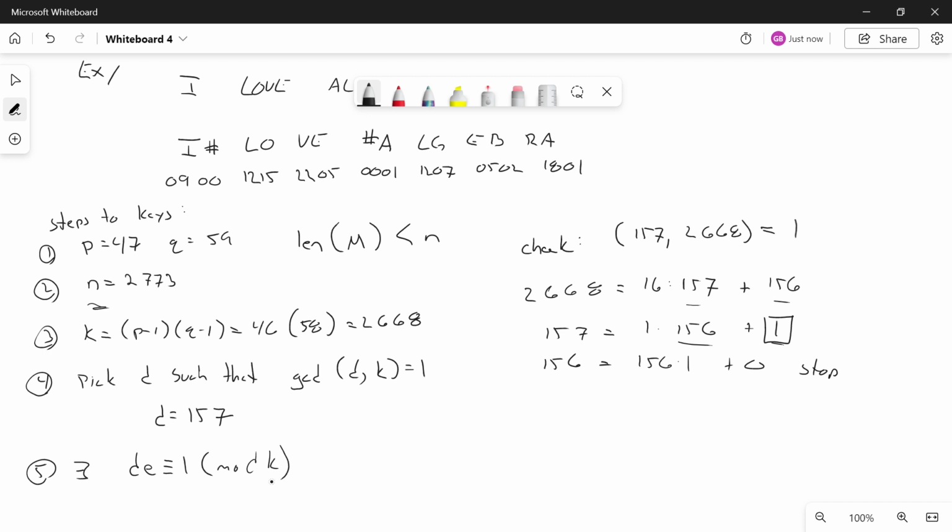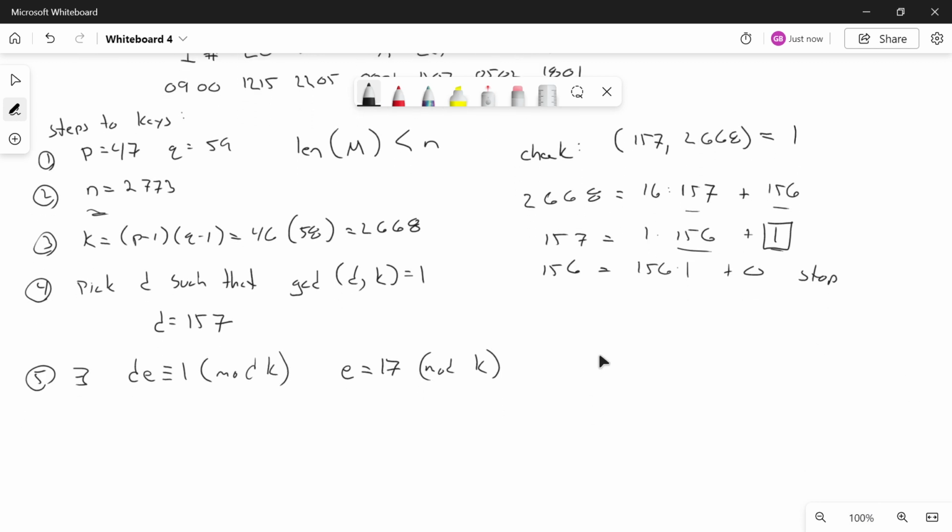And to find that E, well, we can do a couple of tricks to be able to do that, but I'll just give it to you here. This is going to be E is equal to 17 mod K. Now, how did I find that?